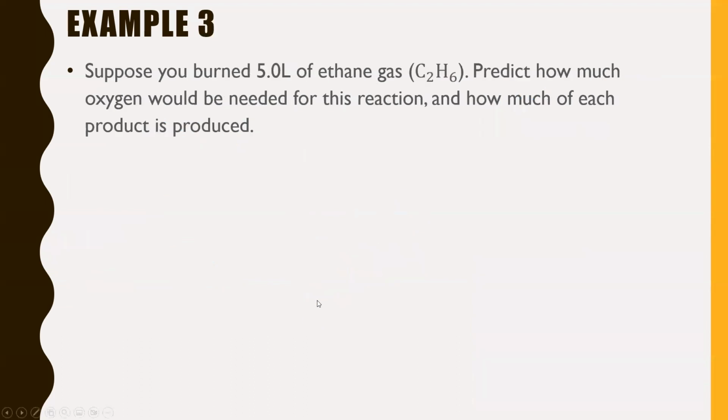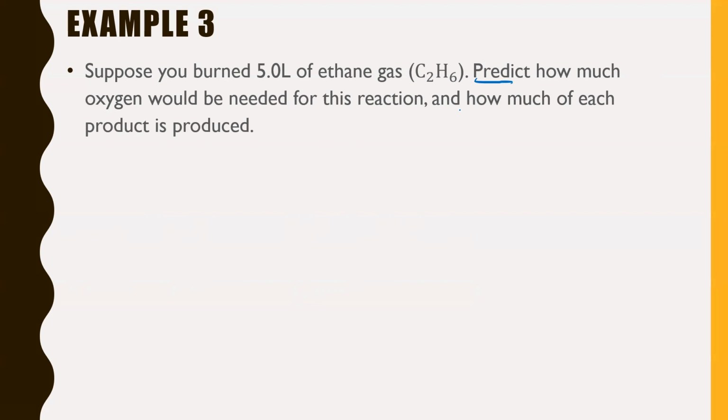Anyway, moving on. Example 3. Suppose you burned 5.0 liters of ethane gas, which is C2H6. Predict how much oxygen would be needed for this reaction and how much each product is produced. Okay, pause the video here, give it a shot. All right, I'm going to go over this one now. This is a bit of a funny one.